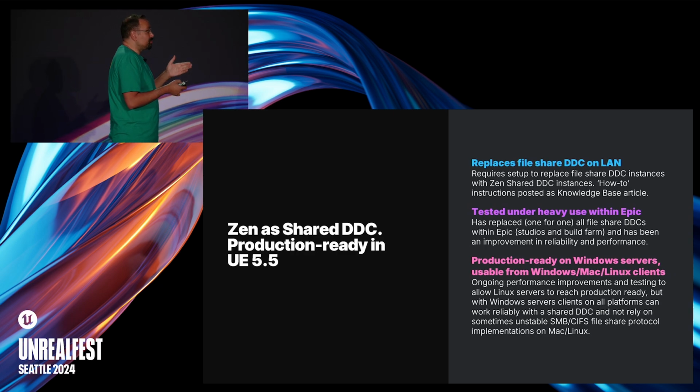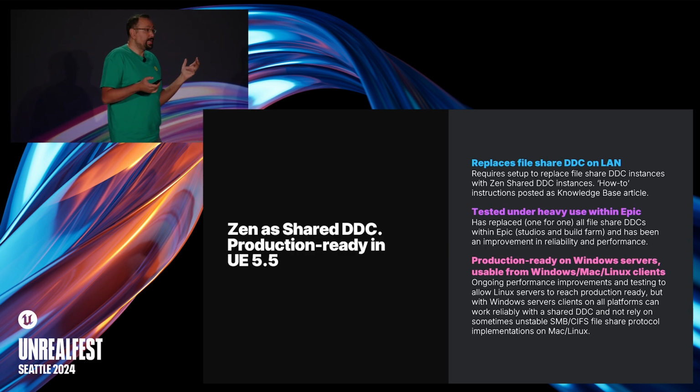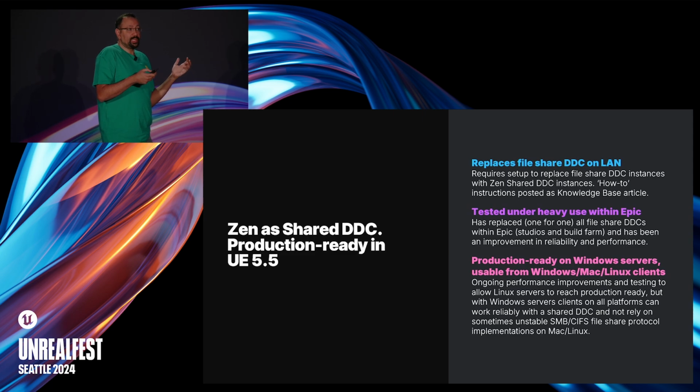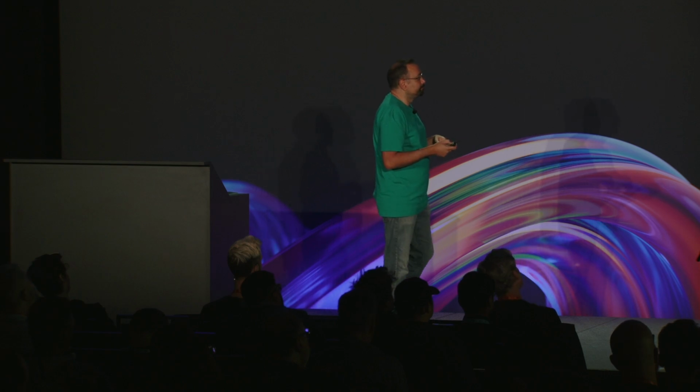So one of the benefits we get from this right now is that historically, Macs attempting to use a file share DDC had to rely on the CIFS or SMB protocol implementation within Mac, and that wasn't always the most reliable thing. Now they're on an equal footing with any other client because we're using our own implementation for the client code.